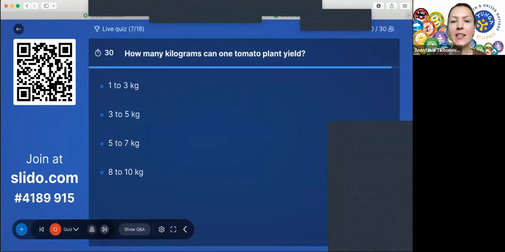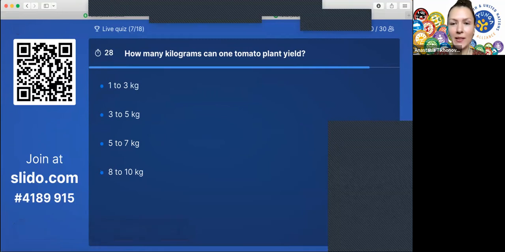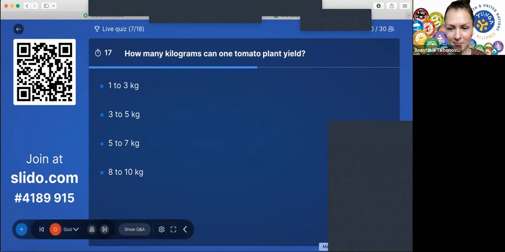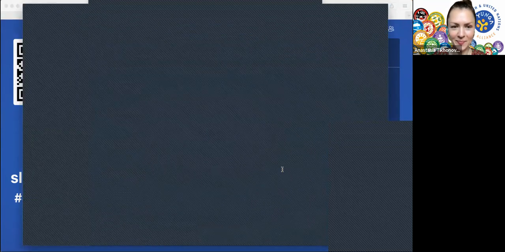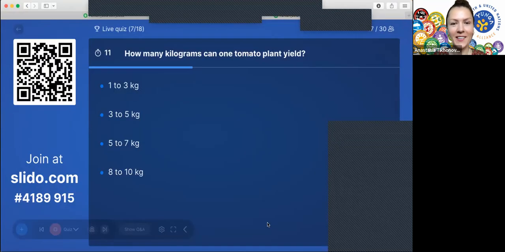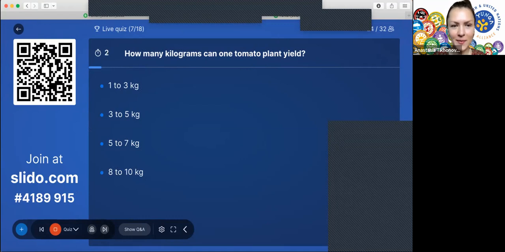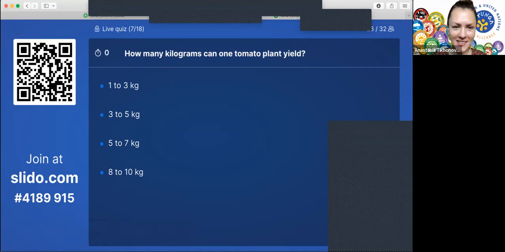So how many kilograms can one tomato plant yield? 1 to 3 kilograms, 3 to 5 kilograms, 5 to 7 kilograms, or 8 to 10 kilograms? Just one tomato plant. What do you think it can yield? 5 seconds left to give your answers. And let's check.